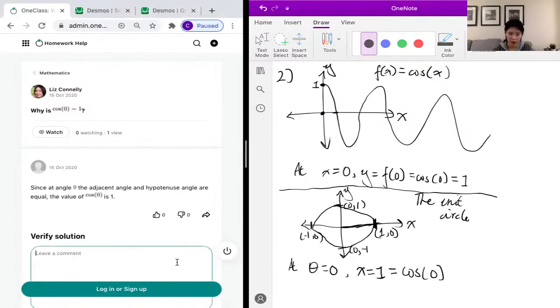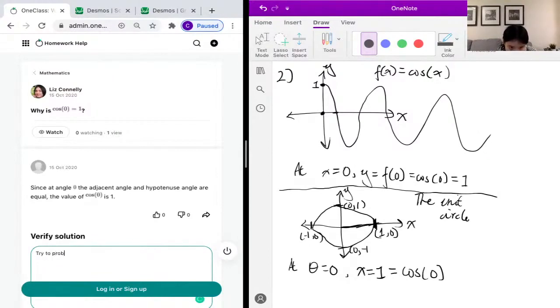So here, let me look at the sample solution. It just says that at angle theta, or at angle 0, the adjacent and hypotenuse are equal.